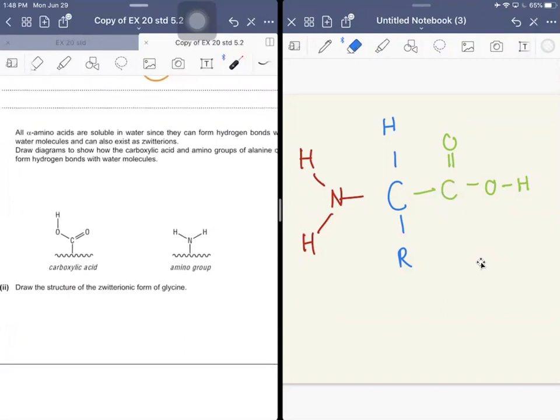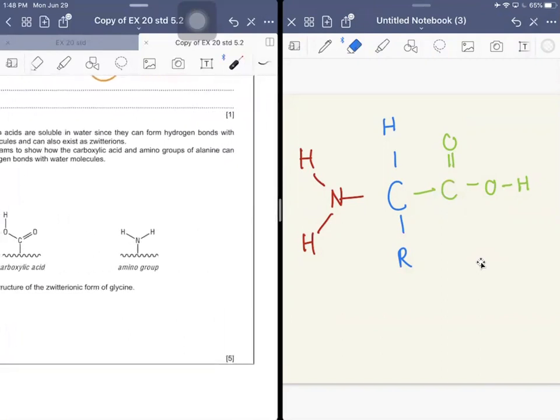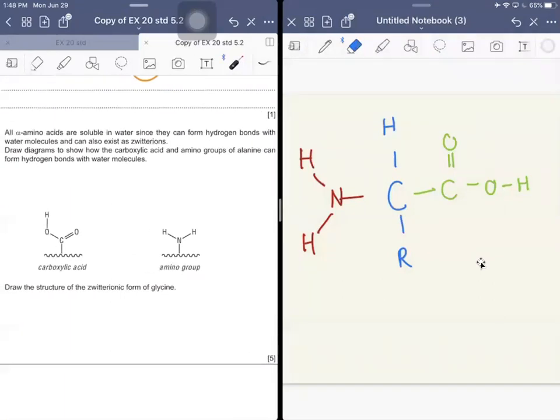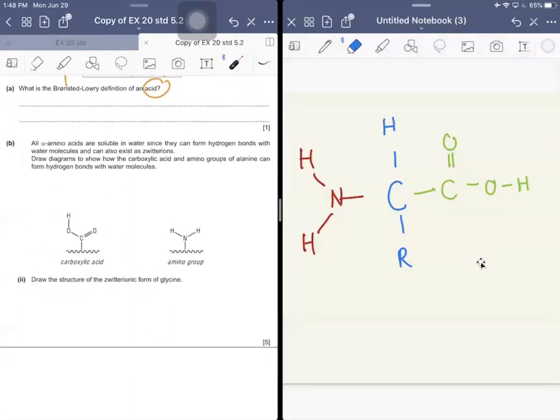All amino acids are soluble in water. Since they can form hydrogen bonds with water molecules, they can also exist as zwitterions. Draw diagrams to show how carboxylic acid and amino groups of glycine can form hydrogen bonds. Okay, so I missed that question. So let's try to draw the hydrogen bond.